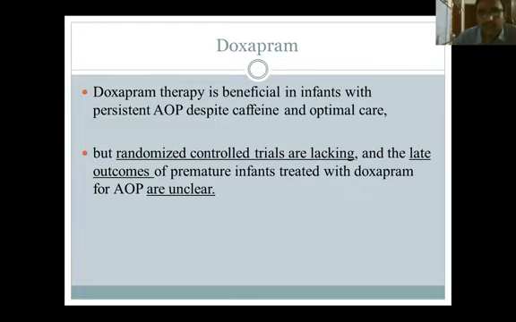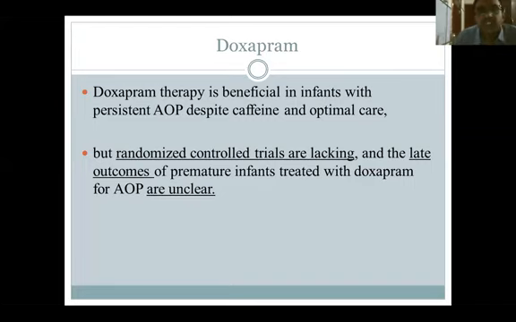But the only thing is, randomized controlled trials and late outcomes of premature infants are lacking. In a clinical scenario, we will not usually come across using doxapram therapy. Only if the caffeine therapy has failed and other etiologies are ruled out, and we still see apnea of prematurity, then you may have to use it along with caffeine.